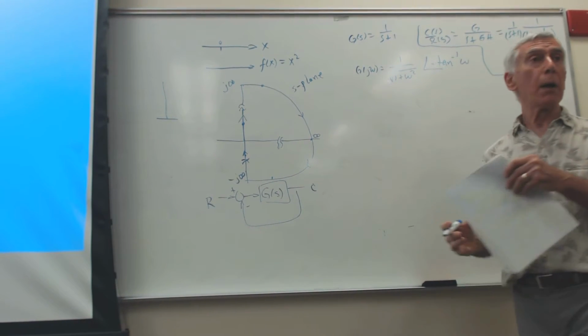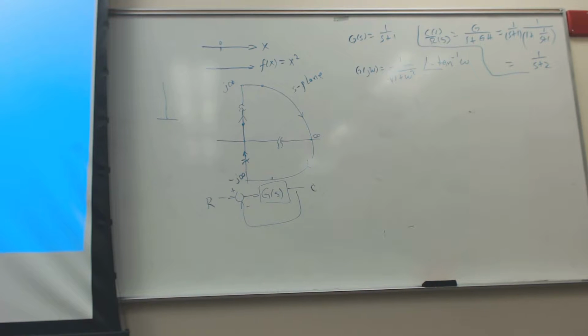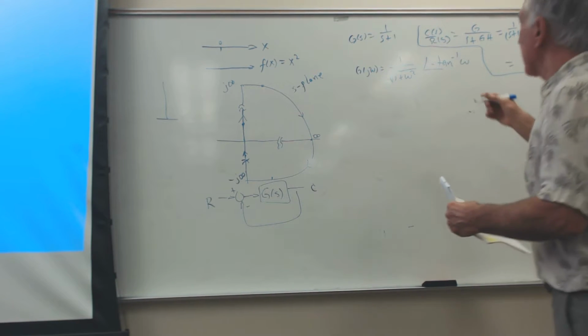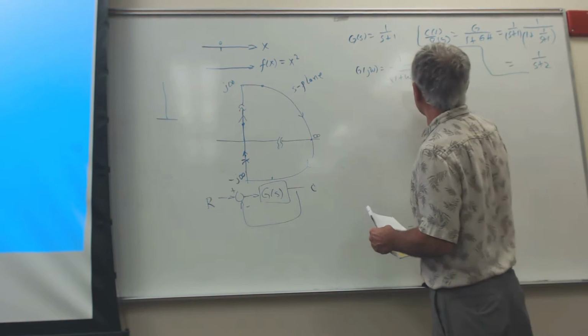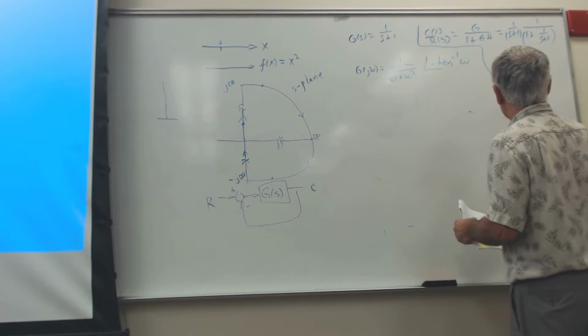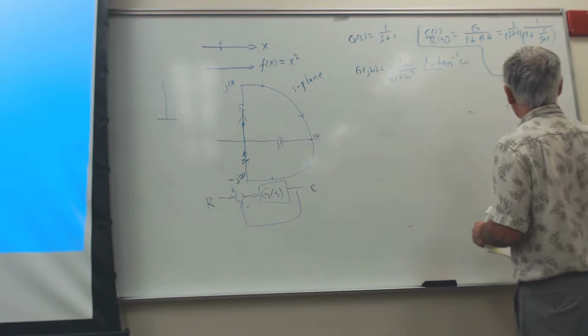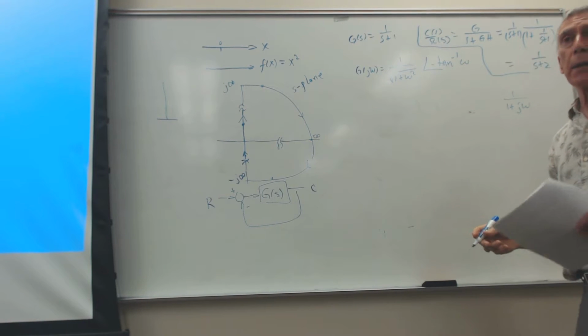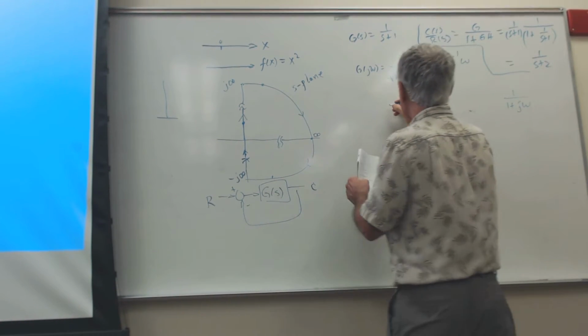Professor, why is it tangent negative? Sorry? Why is there a negative sign on the tangent? Oh, because it's a denominator factor, right? In other words, we have 1 over 1 plus j omega. Okay. Yeah. And then, so let's plot this.